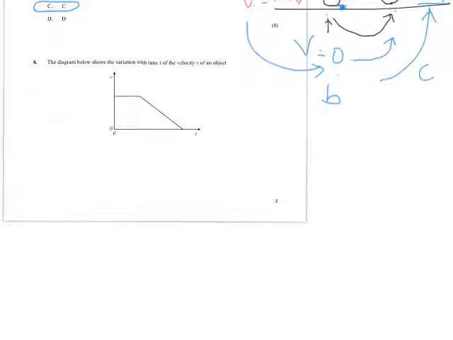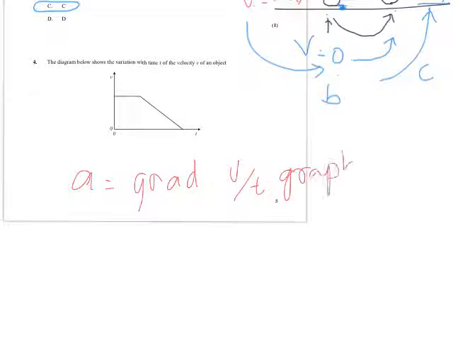Question 4. The diagram below shows the variation with time t of the velocity of an object. The question is about the acceleration. So what does the acceleration time graph look like? Well, as you know, the acceleration is equal to the gradient of a velocity time graph. So this in effect is asking you what is happening to the gradient of this graph.